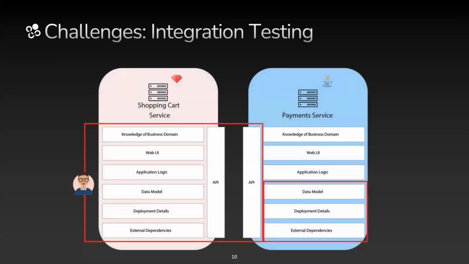Suppose that the shopping cart team updates their service, and they want to test that the new version still integrates with the payment service. In order to test the two services together, the shopping cart team needs to know a few things about the payment service: how to set up any stateful data that the payment service needs, how to configure and deploy the payment service, how to set up any external dependencies that the payment service requires, and finally, they need to know which version of the payment service is currently released.